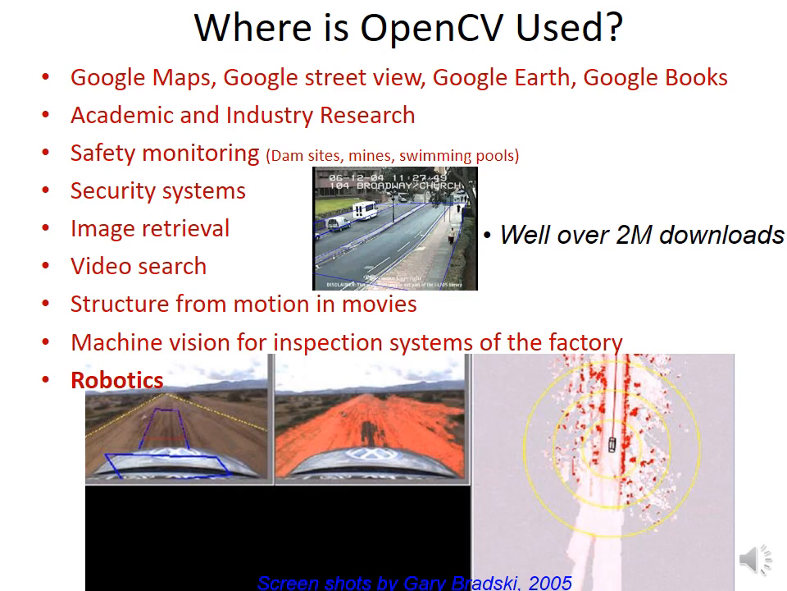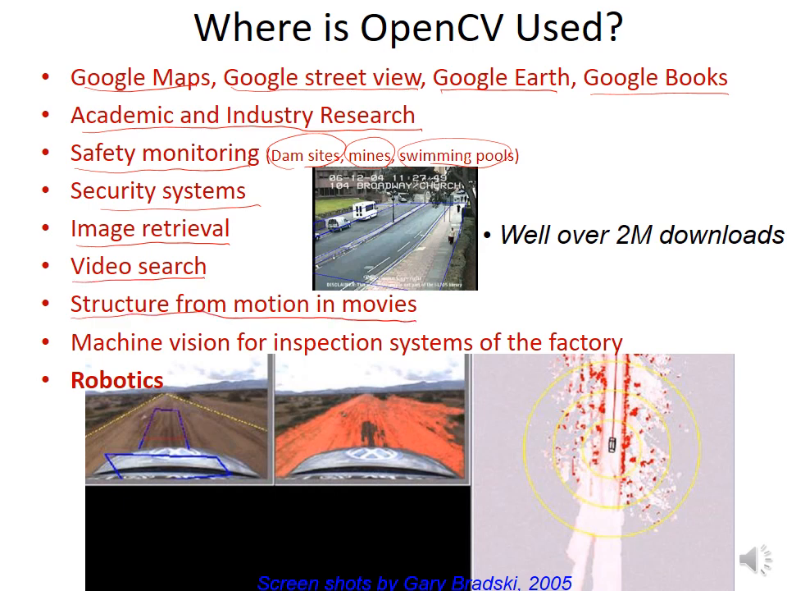OpenCV is used in many areas such as Google Map and Google Street View, Google Earth and Google Books, and academic and industry research, safety monitoring such as dam site and mine and the swimming pool, and security systems, image retrieval and the video search, structure from motion in movie, machine vision for inspection system of the factory, the robotics, etc. This image is detecting road from the images from the camera, and it can be used to drive unmanned car driving system.